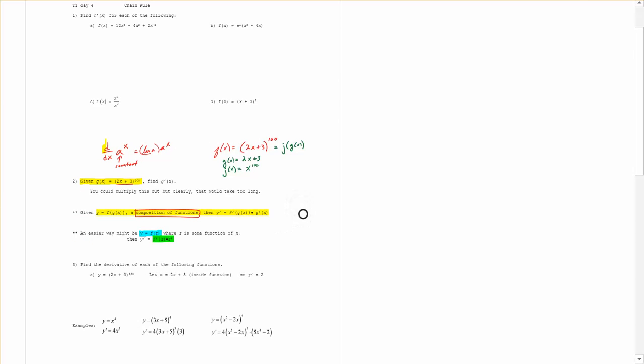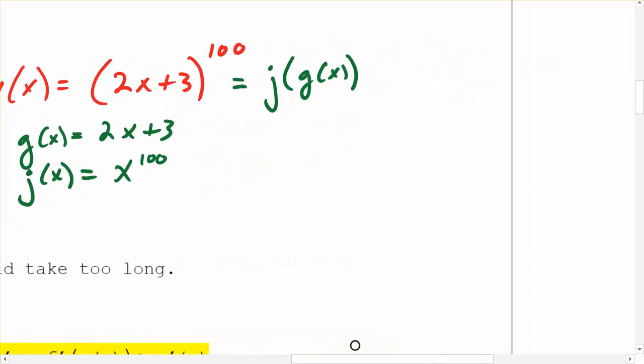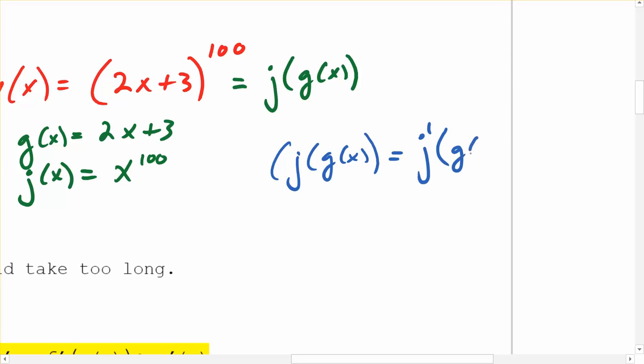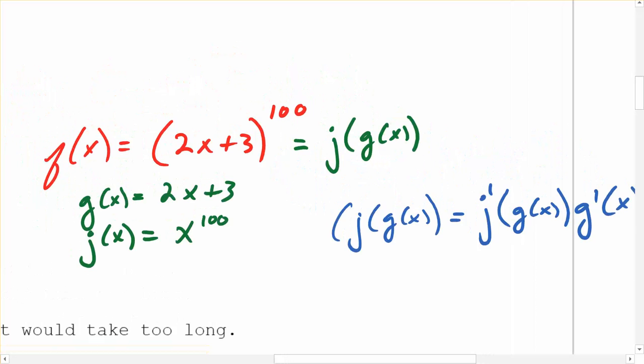Written over here, this is what it would look like. The derivative of j of g of x is going to be the derivative of j evaluated at g of x times g prime of x. You multiply by the derivative of the inside. So let me show you how that plays out.